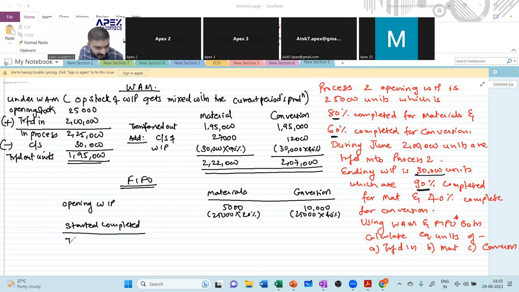Started and completed units are transferred out minus opening WIP, which is how much? 195 minus your opening WIP of 25,000 units. So, this will be 195. Is how much?